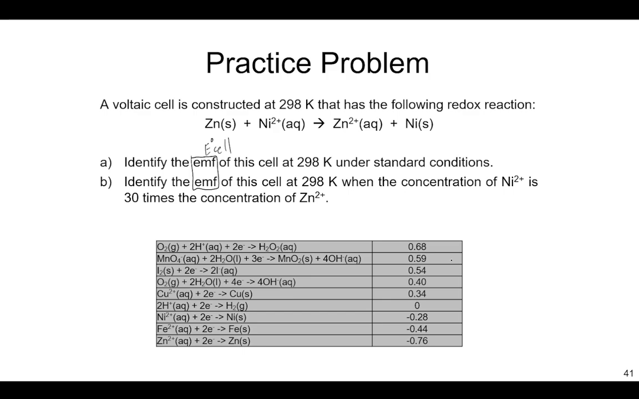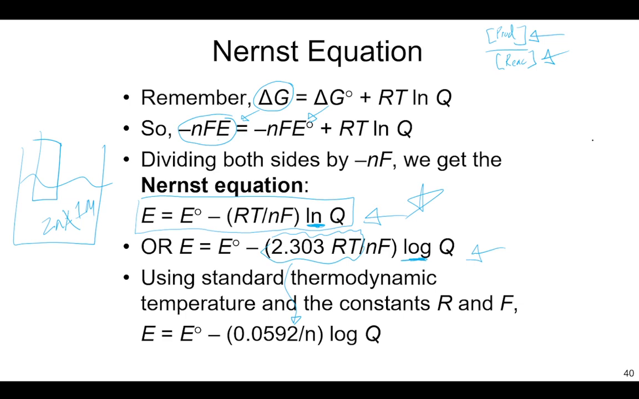Calculate E cell for this reaction using the reduction table values, right? That's the standard E cell. That's what we've done thus far. That should be straightforward. Part B is then to use the Nernst equation to adjust when the concentrations aren't all 1 molar, but instead nickel is 30 times the concentration of zinc. So you'll have to figure out what that represents in terms of Q, and then calculate and plug that in your Nernst equation here. Feel free to pause the video here and try to answer these before I solve them.